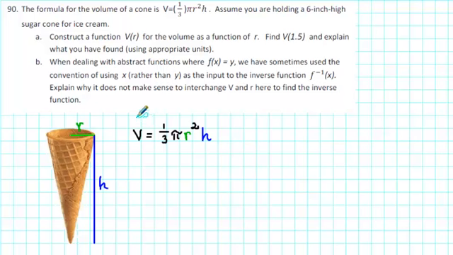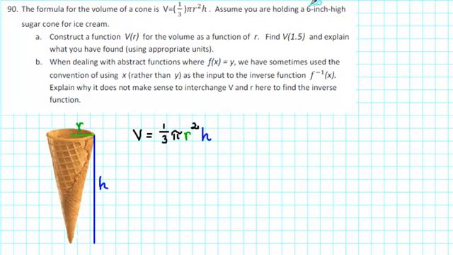We start off with the formula V = 1/3 πr²h, where r is the radius of the base of the cone and h is the height of the cone. Notice that in this formula, volume is a function of both the radius and the height. However, we're given that the height of this cone is 6 inches. Therefore, we can write the volume in terms of r alone.